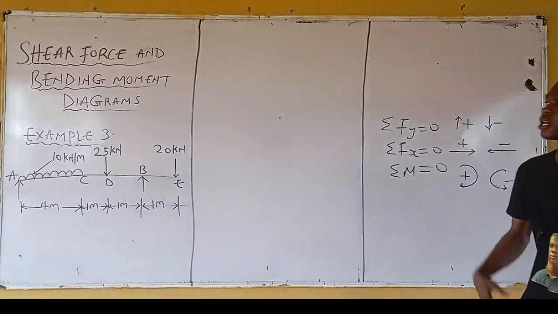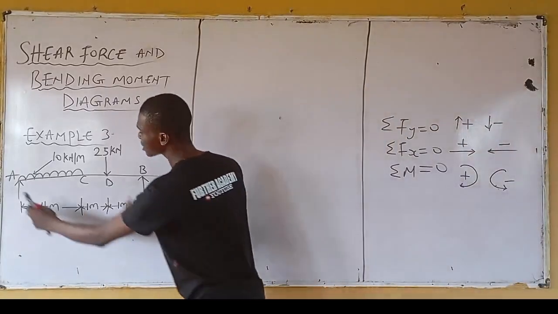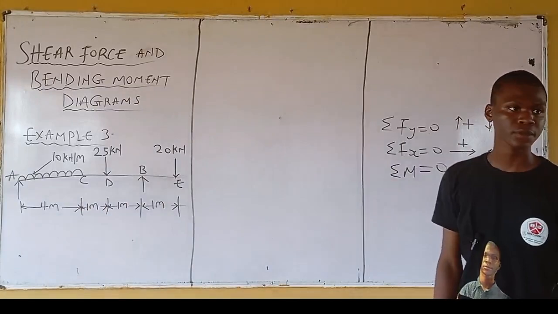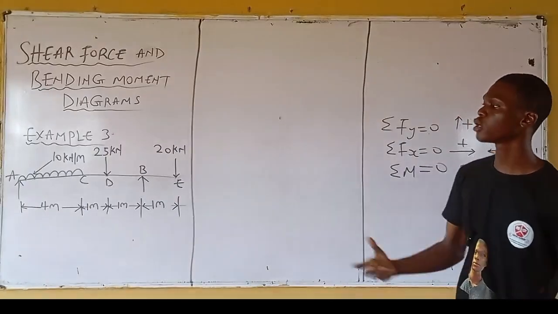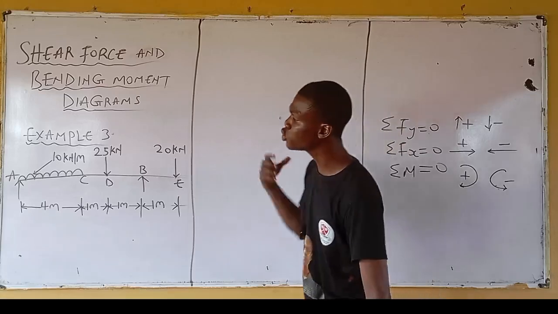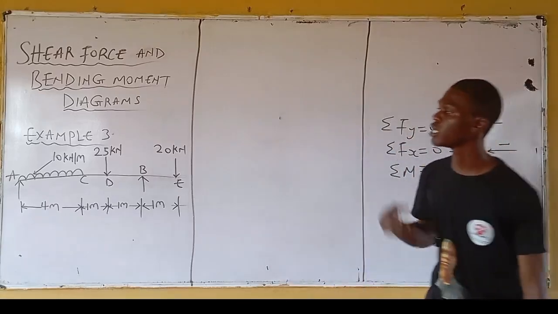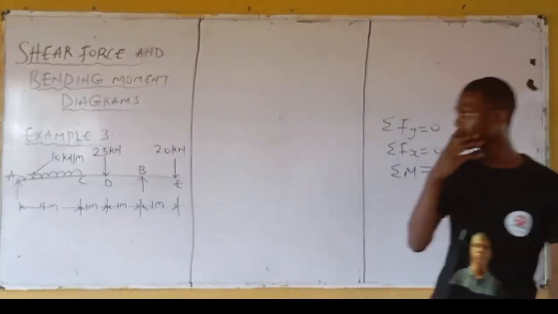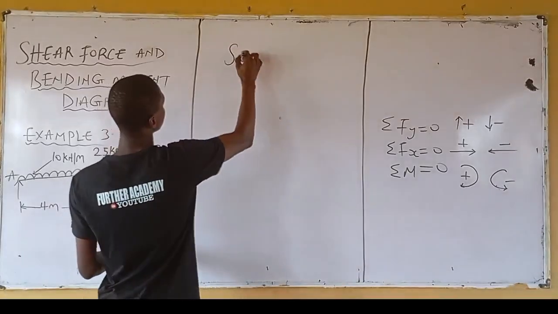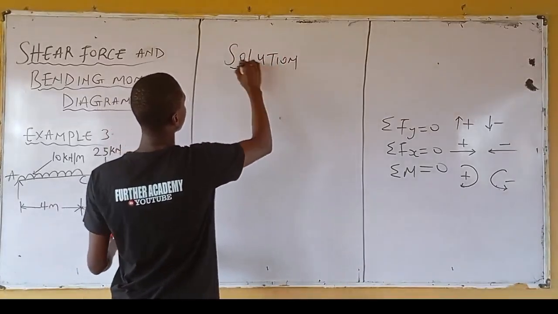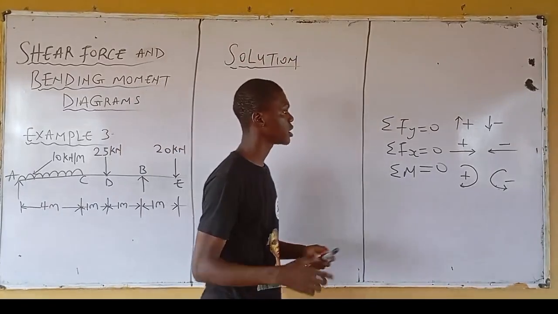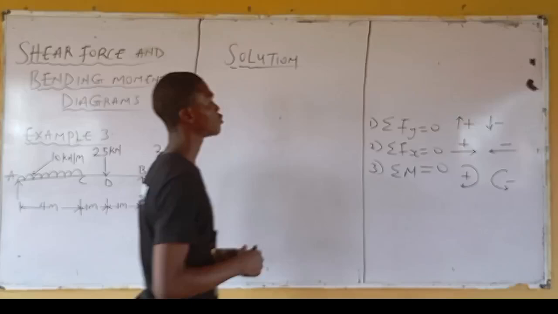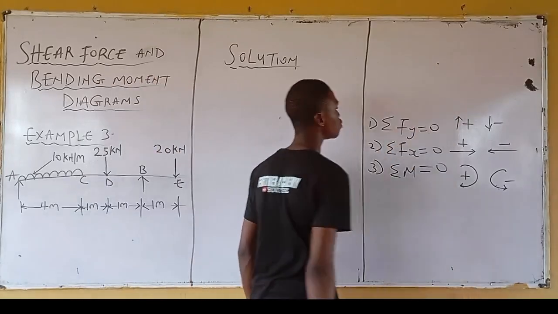First thing first, we've identified that this given beam is an overhanging beam, right? Now identify what types of load we have. I'm having a UDL and a point load. How many UDL and how many point loads? 2 point loads and 1 UDL, right? Now solution. I said I want an interactive class, right? This is the first equation of equilibrium, second equation of equilibrium, and third equation of equilibrium. Out of these equations of equilibrium, which one am I considering first?